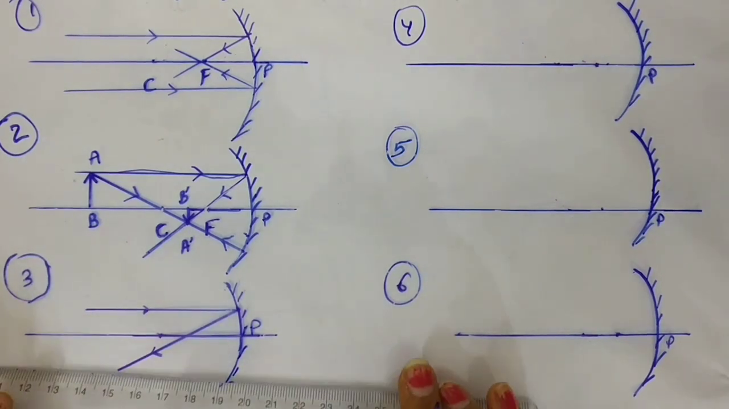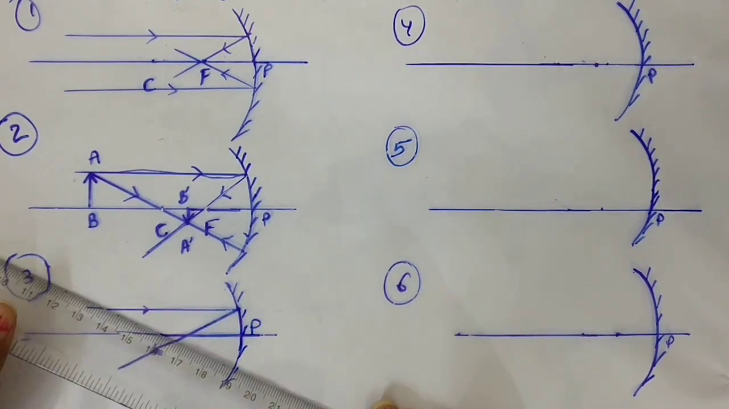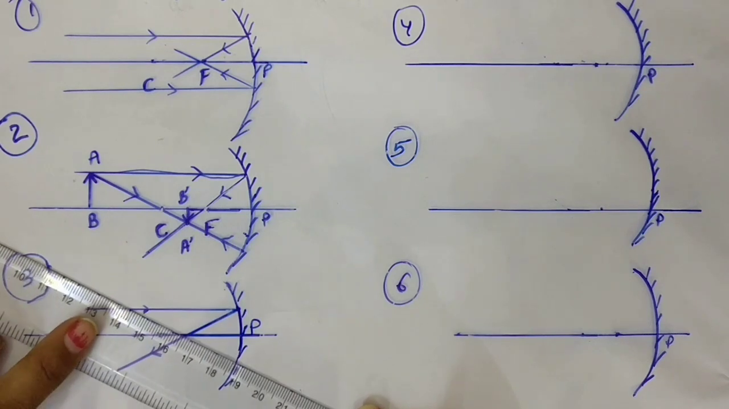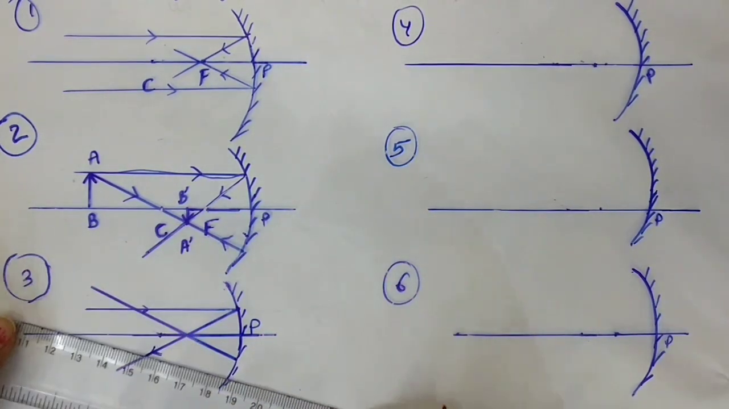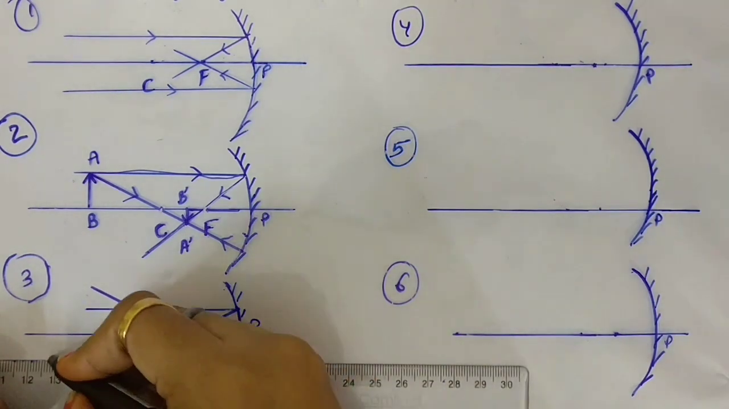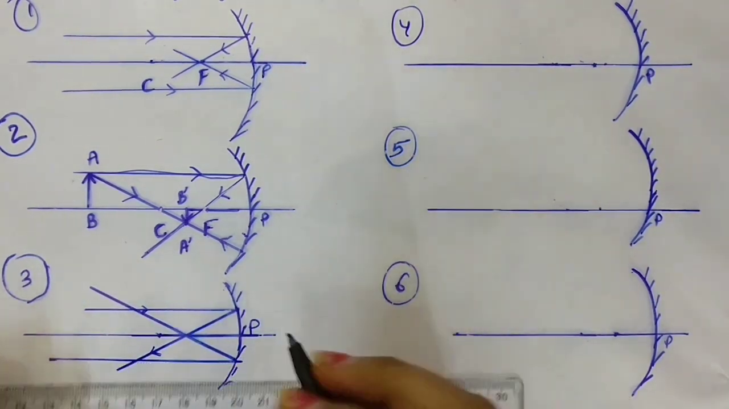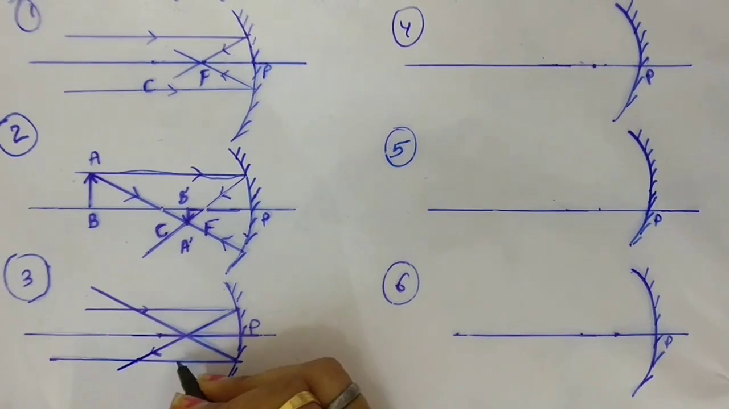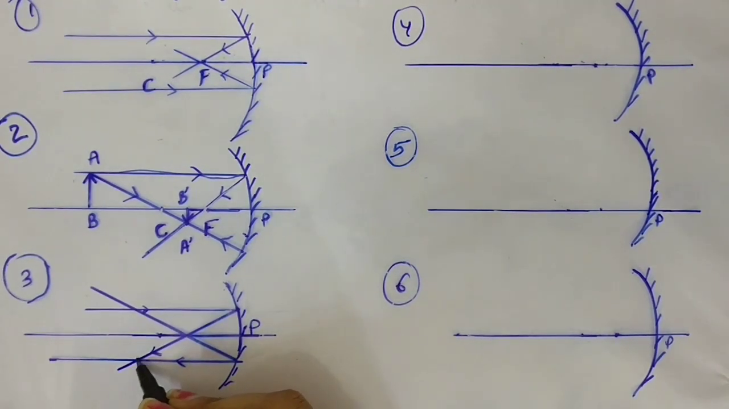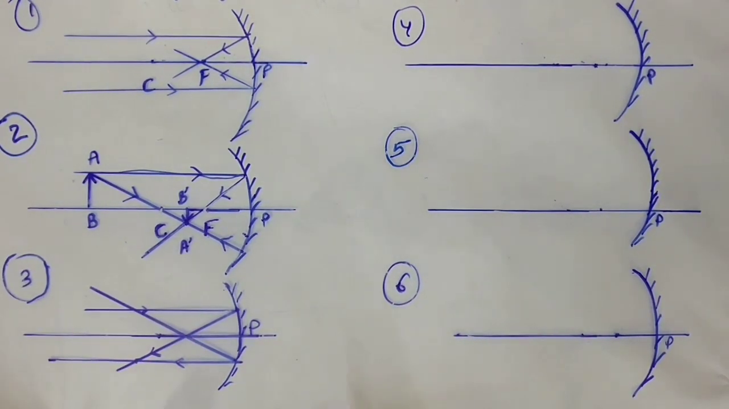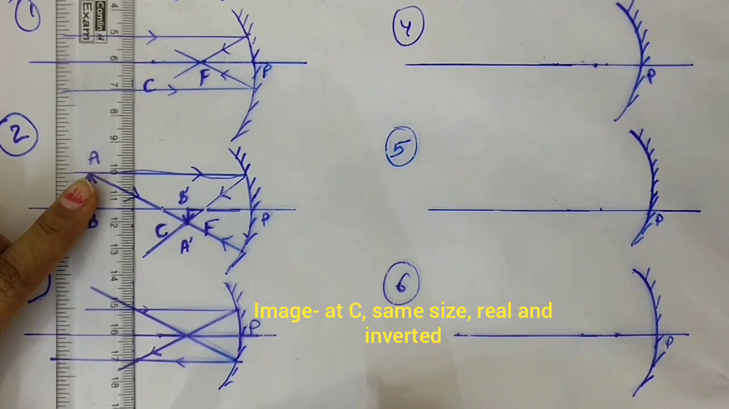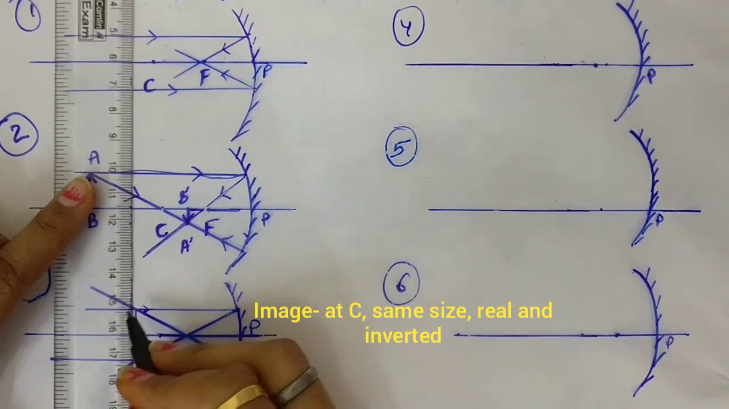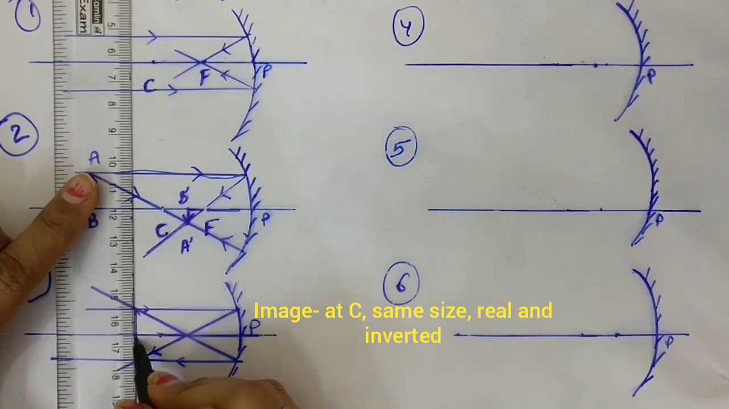Another ray we are going to make in such a way that the ray is going to the mirror through this point, the focus, and it reflects. At the point of intersection of the two reflected rays, the image will be formed. So here I got the image as well as the object at the same point.